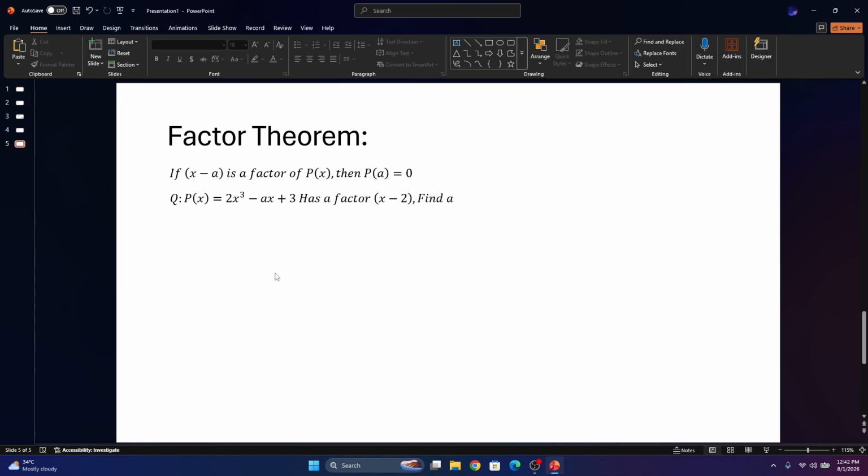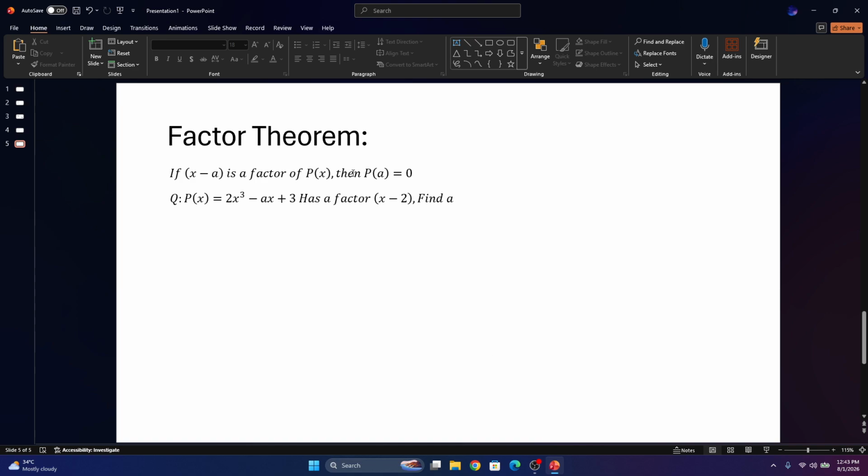Now here we have an example question where this polynomial, which is denoted by p of x, is 2x cubed minus ax plus 3, and it has a factor of x minus 2, and we are required to find a. Now, as the factor is linear, which is basically the divisor, it means that it has one power of x, only x raised to the first power, and there is no square, so it is a linear expression and not a quadratic or a cubic.